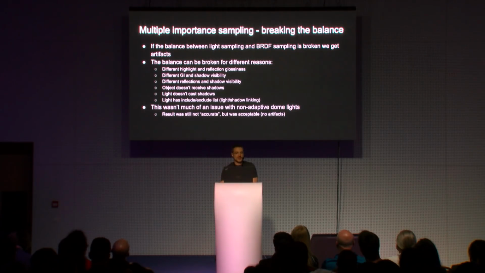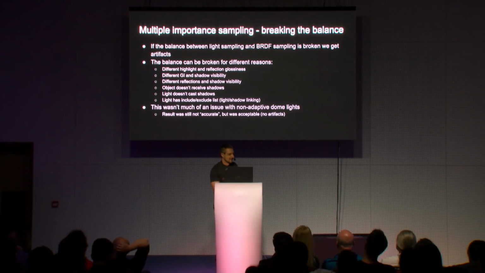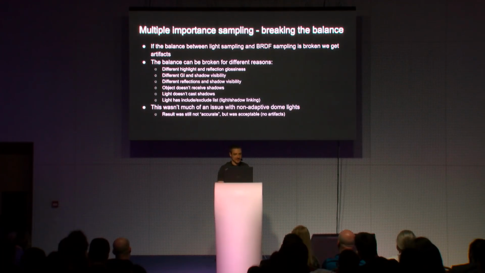So this is in theory, but you can break this balance in many different ways in user scenes for different reasons. One common reason was different highlight and reflection glossiness. We have this option in the VRay material where you can use different values for this parameter, and it turned out this is a problem because it breaks the balance between those strategies. We disabled this in VRay Next, so now you get a warning and this doesn't work anymore, so you only use the reflection glossiness.